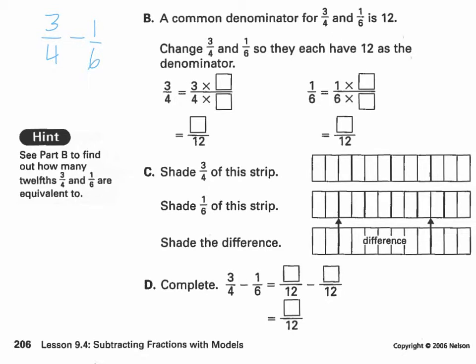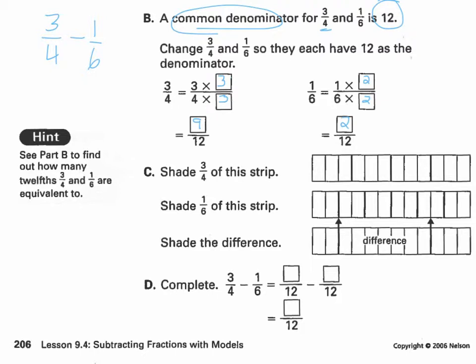As with adding, we need to find a common denominator. The common denominator for 4 and 6 is 12. And we show that by multiplying by 3. And whatever we do to the denominator, we also have to do to the numerator. So 3/4 becomes 9/12. To change 6 to 12, we multiply by 2. We also have to do it to the numerator, so it becomes 2/12.